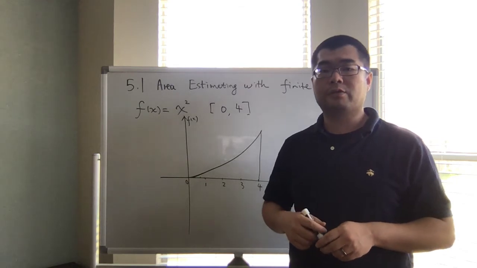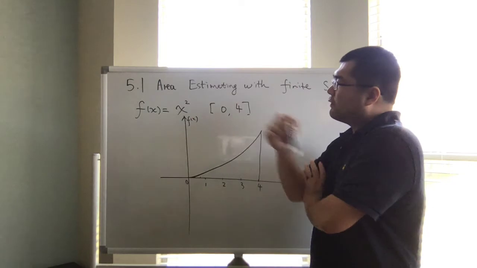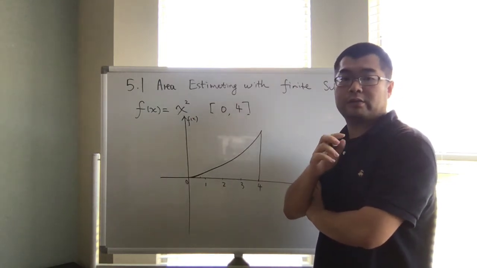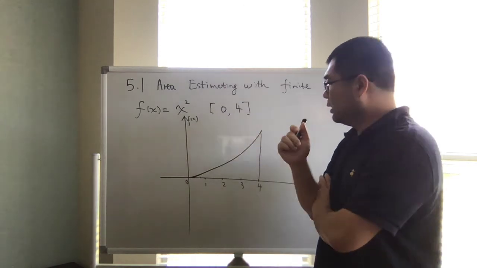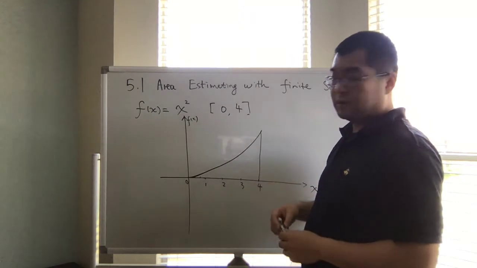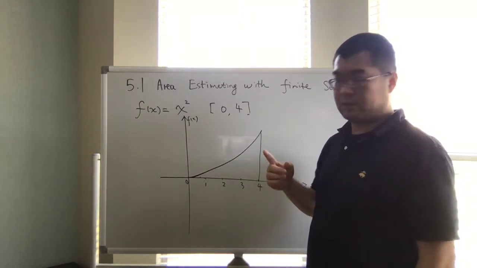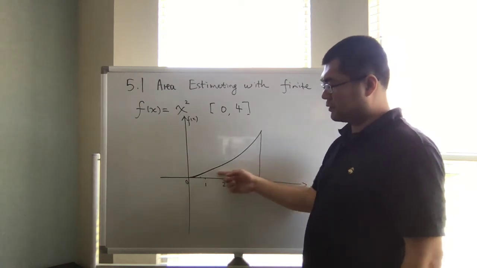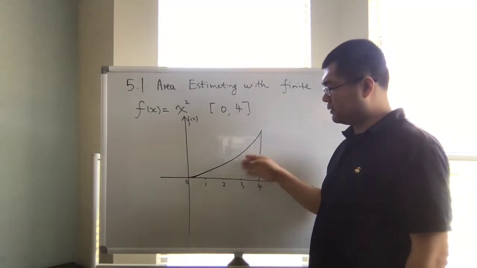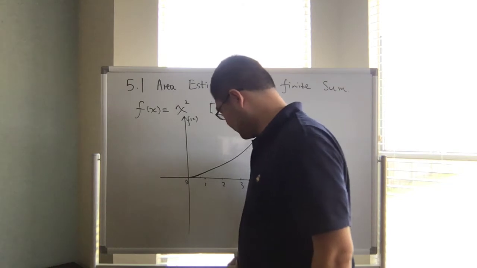Okay, so let's look at one problem here, guys. I have a function f(x) equals x squared, and I also give a closed interval from 0 to 4, okay? And I plotted this function here, as you can see. Now this is my goal: I try to figure out the area under this curve, which, as you can see, is this part. But I don't know how to do that at this moment.